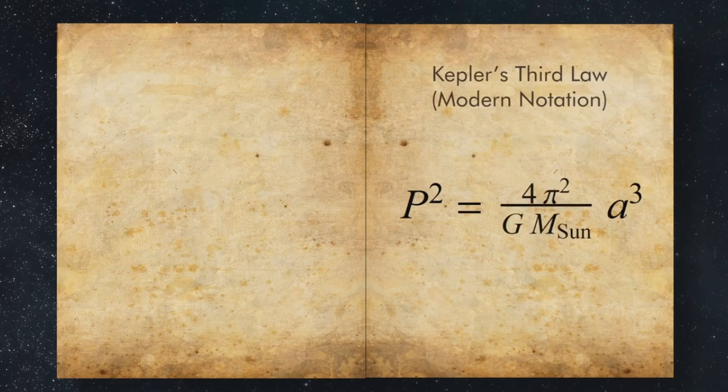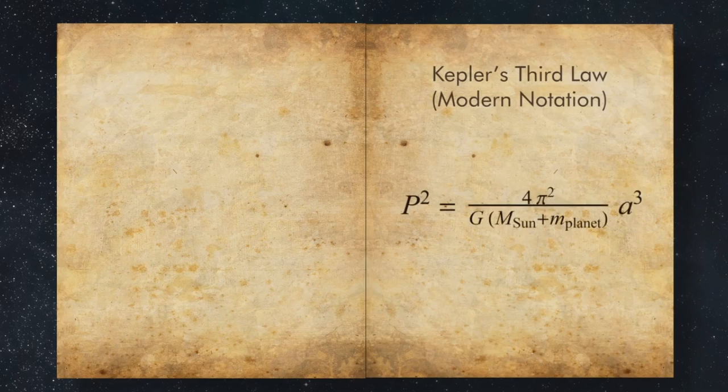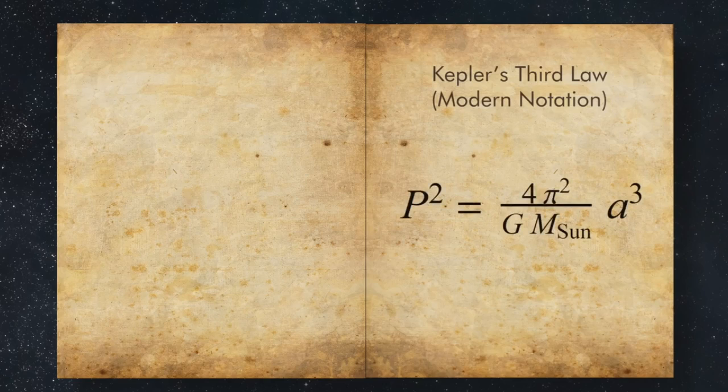And to be completely accurate, the equation should say M sun plus M planet, the mass of the Sun and planet together. But because the Sun is so much more massive than even the biggest planet in our solar system, Jupiter, the mass of the Sun is more than 1,000 times the mass of Jupiter. The extra mass added by M planet is tiny compared to M sun, and doesn't make much of a difference.